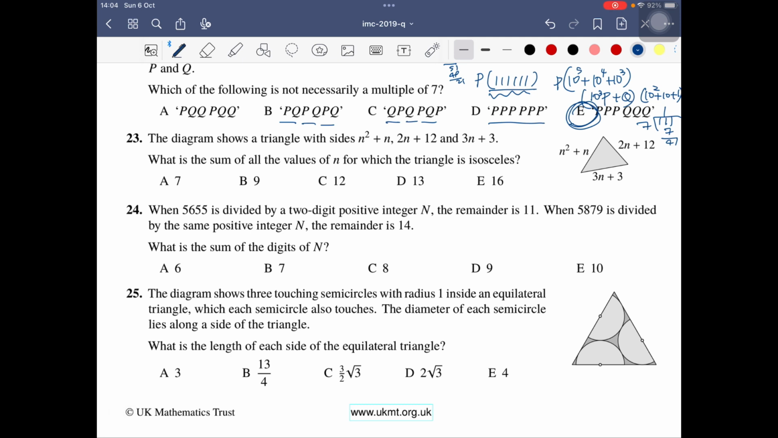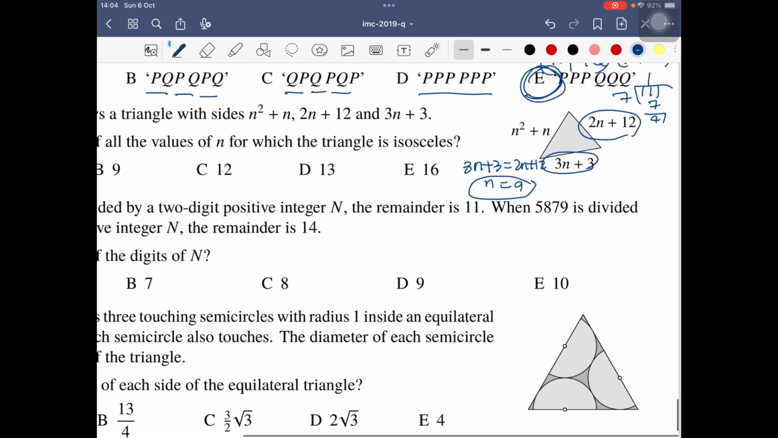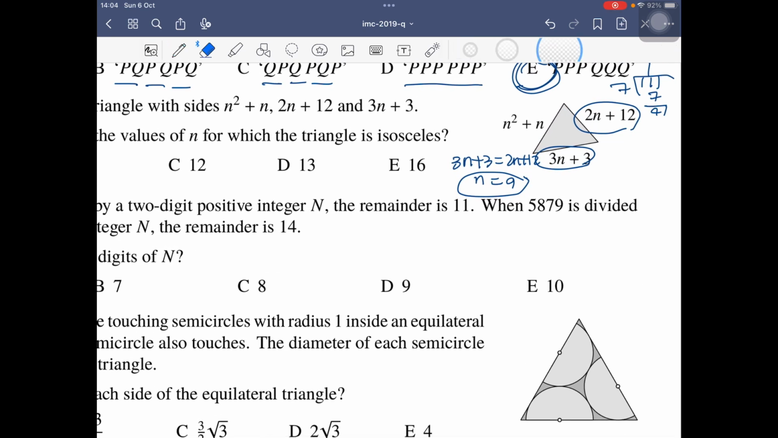Okay, so we don't know which sides are the same. So we can see this and this are the same. Let's say 3n plus 3 becomes 2n plus 12. So n becomes 9. So this can be the answer. No. Because of this, I need to doubt myself. The answer needs to be checked.